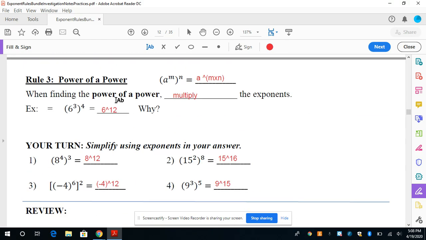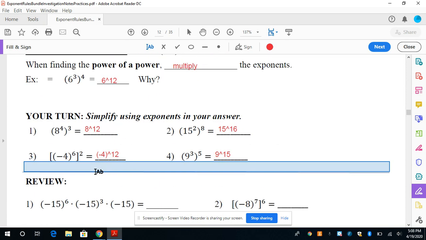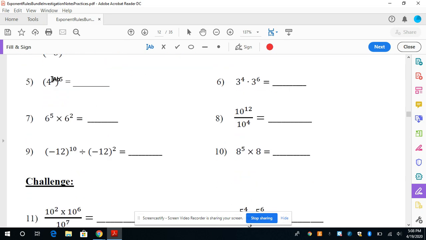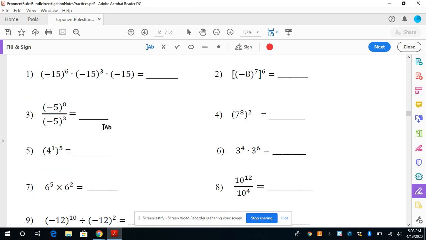So your assignment, again, was to take notes on what we just did. You can write down the rules and the sentence, whatever you want to do. And then you're submitting these review questions, 1 through 10. You're submitting all of them. Again, you do have 2 days to do this. That should be plenty of time.